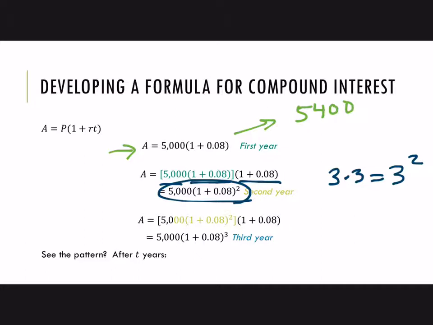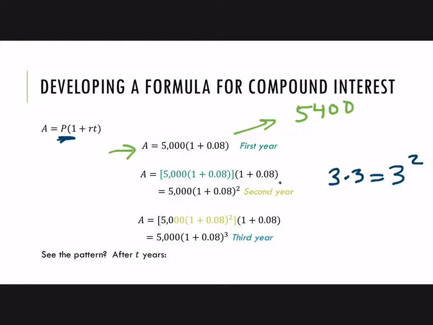Now that becomes the new principal at the start of the third year. So I'm replacing that in this formula for the principal, and then doing the same thing, multiplying it by 1 plus RT. So again using exponents, we have 5,000, and then I have two of these 1 plus 0.08s plus another one, so 3 altogether. So I write that 5,000 times 1 plus 0.08 to the third power. If you notice the connection here, there's a pattern between the number of years that we've made this calculation, and that exponent.